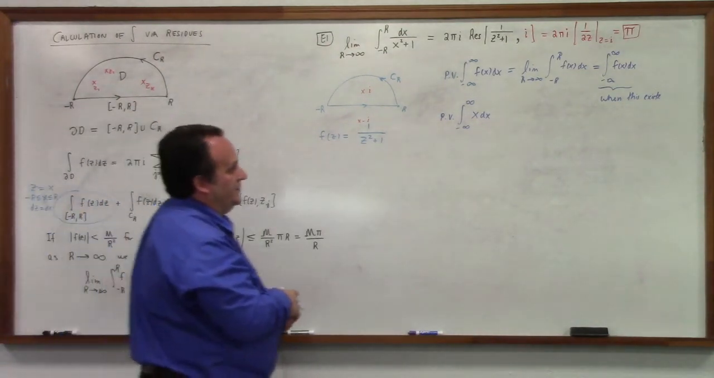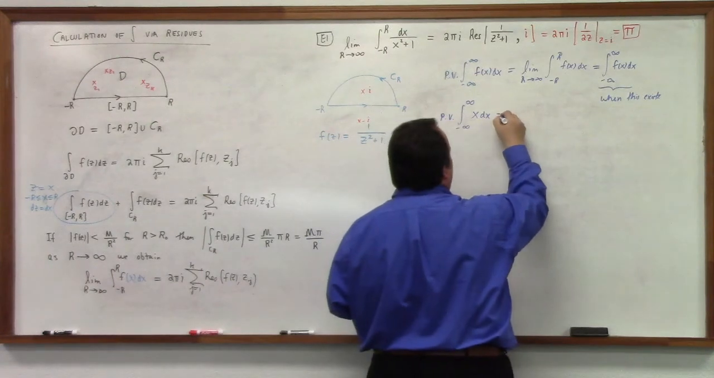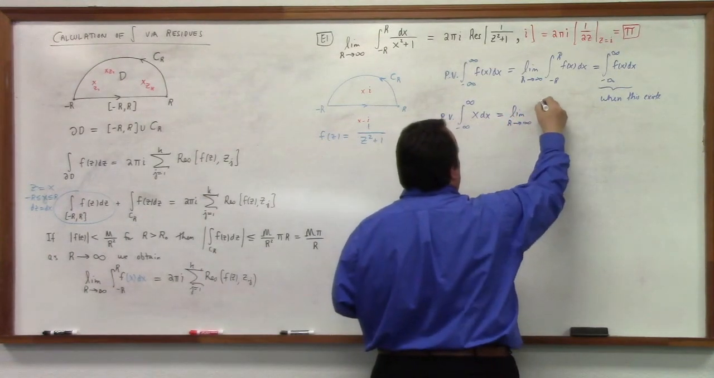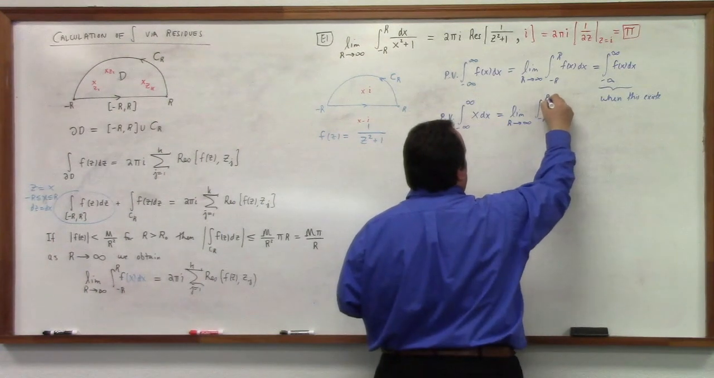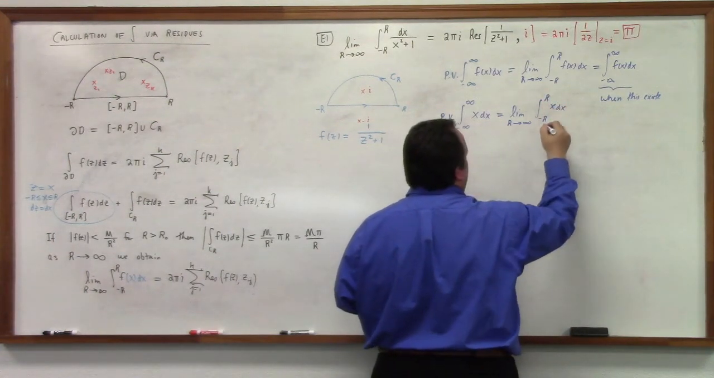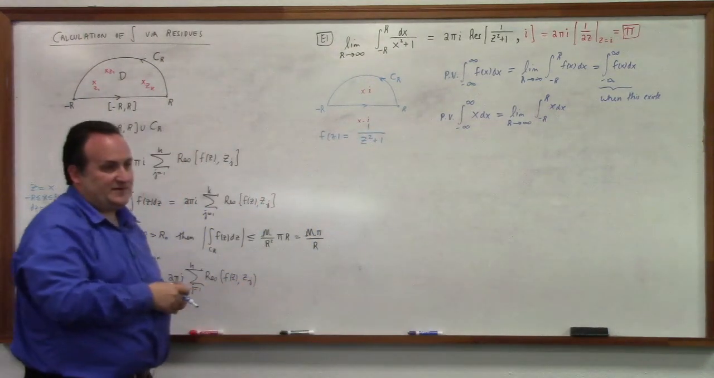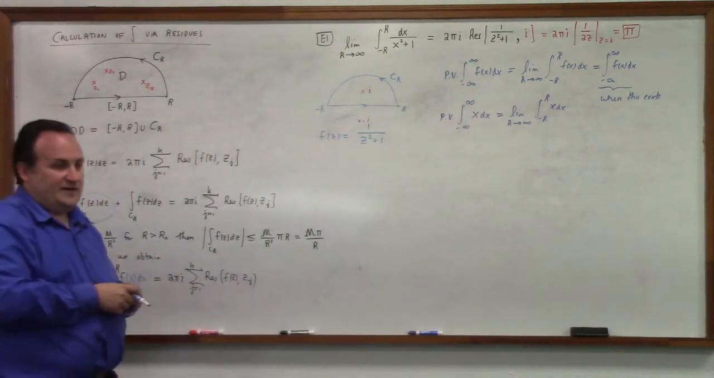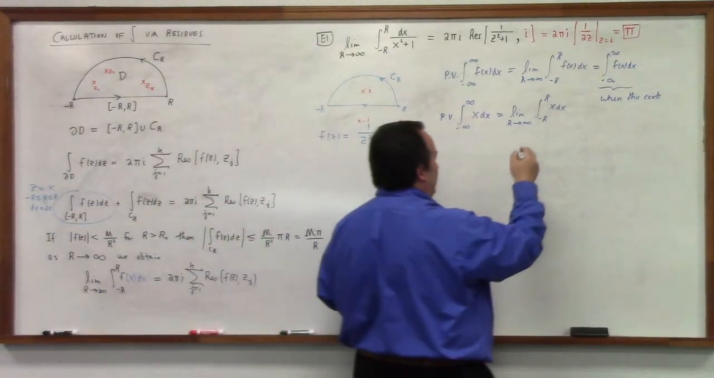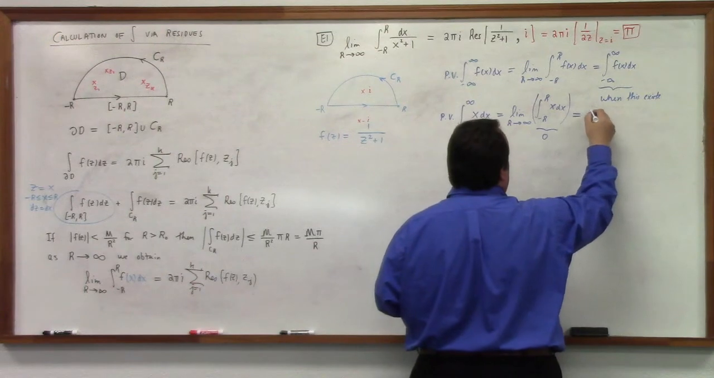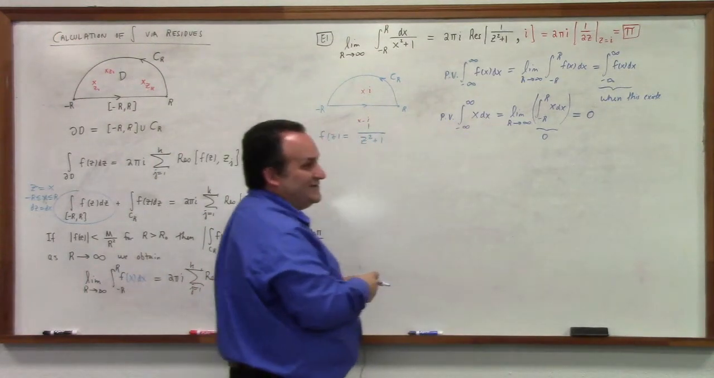But this would be the limit as r goes to infinity of the integral from minus r to r of x dx. But this is an odd function, integrated over a symmetric interval about the origin. So that integral is just straight 0. And the limit of 0 is 0, no matter if it's going to infinity or what.